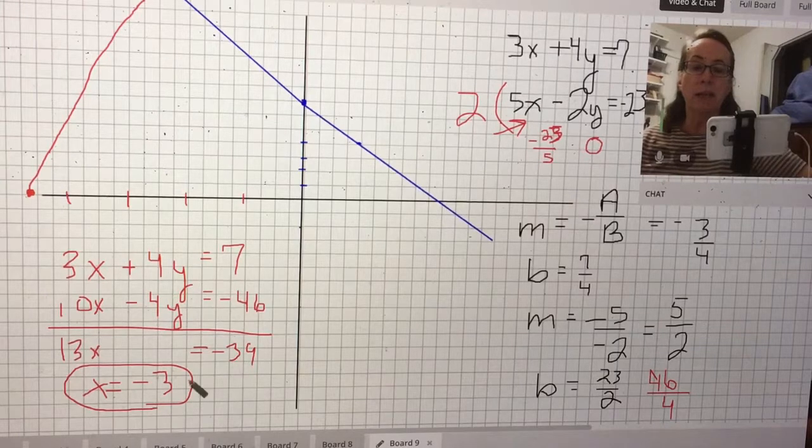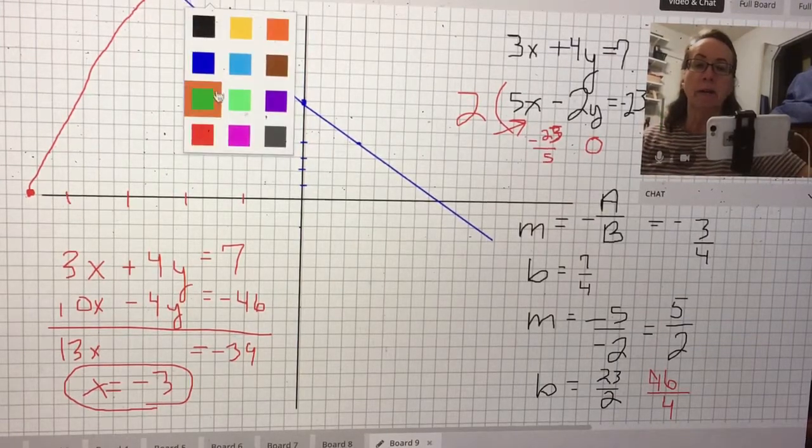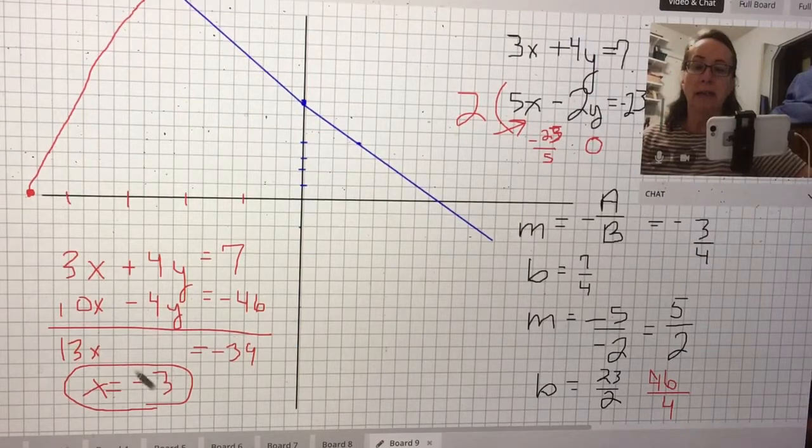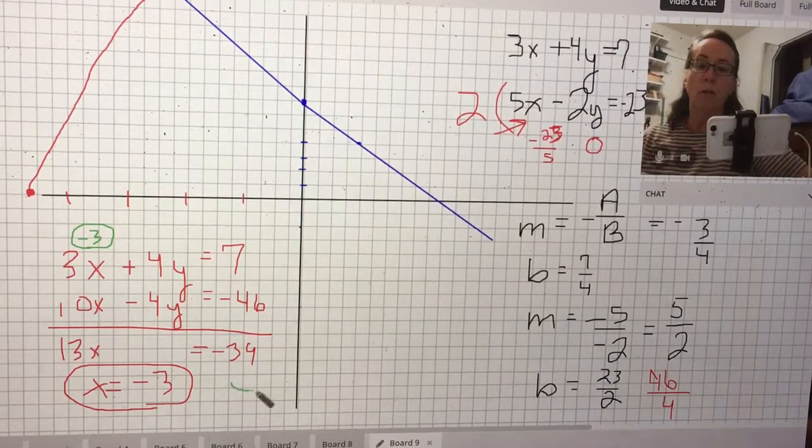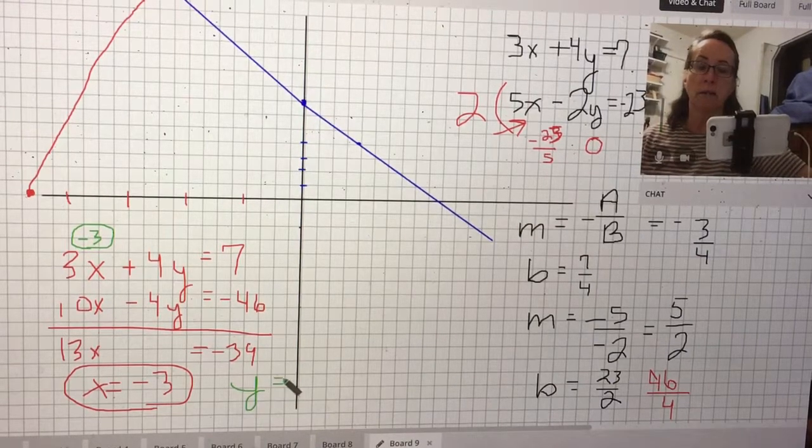But then let's find out what the y is. If we plug in right here, x is negative 3, right here, then we get negative 9 plus something is 7. Okay, so then I'm going to add the 9 to this side, and I get 4y is 16, or y is 4. Okay, well that was not hard to solve using elimination.